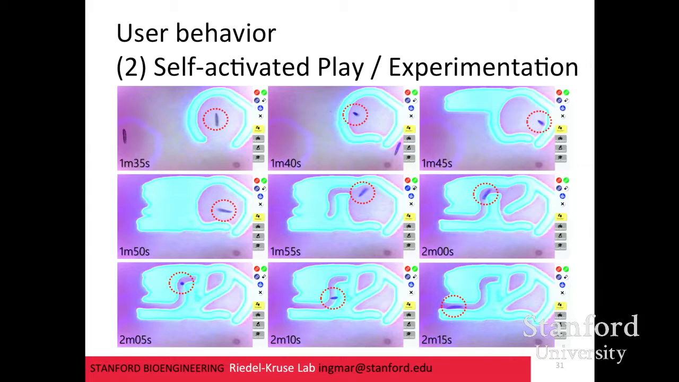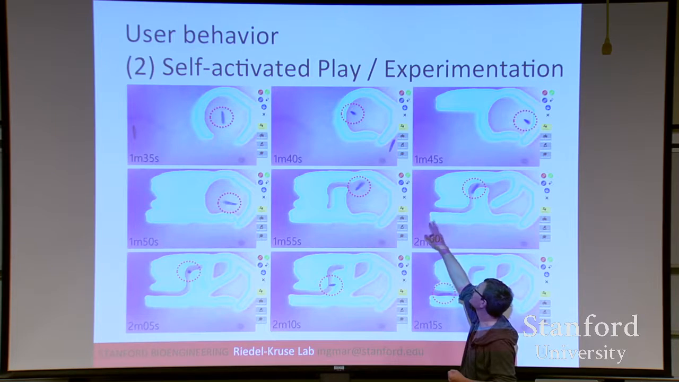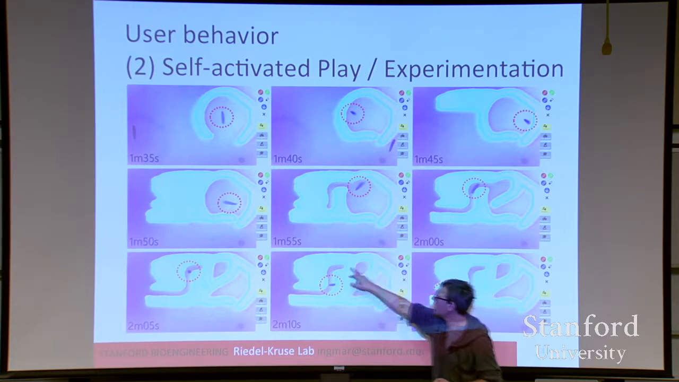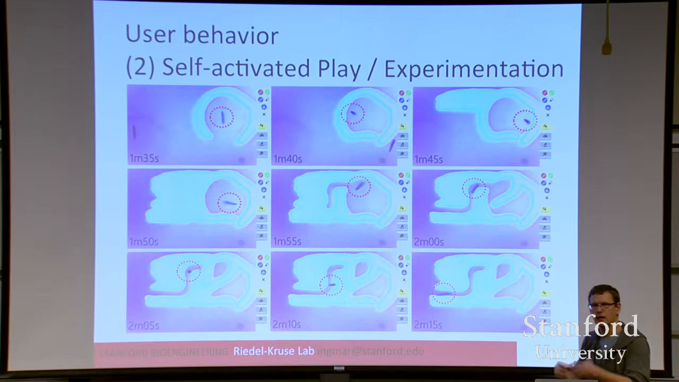So here's an example of one user doing kind of an experiment, kind of self-activated play or experimentation. The whole frame sequence is a little bit over 2 minutes since this person has walked up to the setup. And what you can see is initially the person captured a cell and then made this little maze and tried to see how this thing escapes the maze, right? And so what I would argue is that we enabled a person to make a microfluidic chip within 2 minutes, right? Without ever having done anything on that kind of microscopic scale, right?